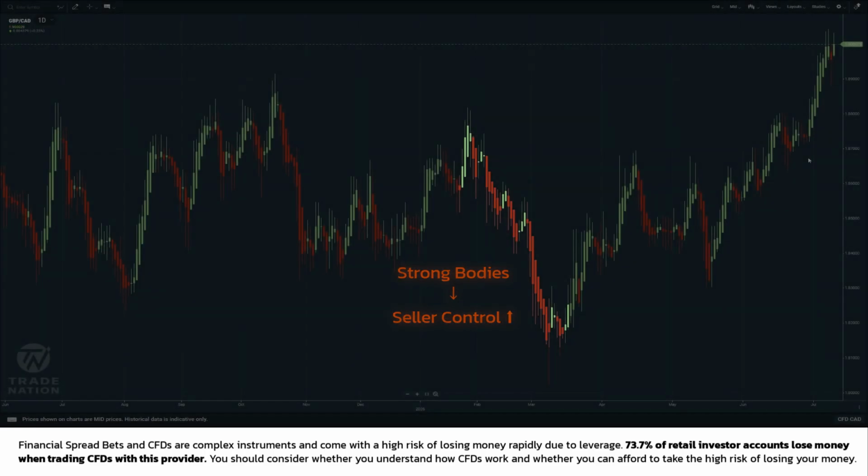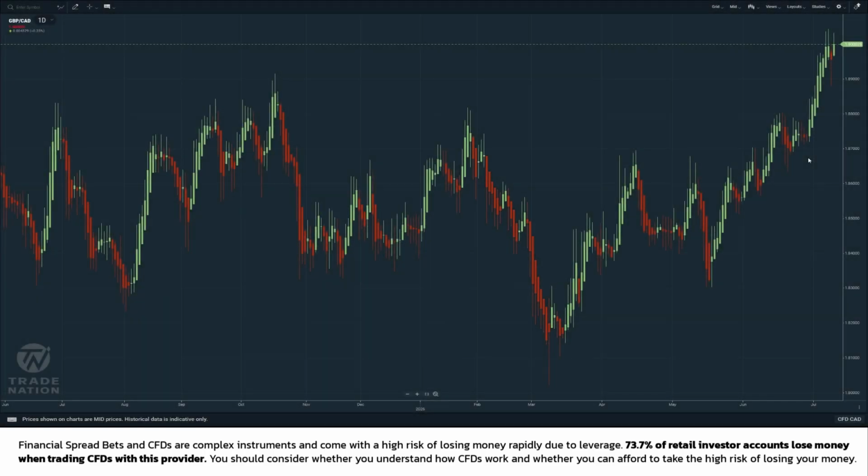the move. The warning signs usually appear when the candle structure begins to change. Smaller bodies, longer wicks on both sides, or a shift from bullish to bearish candles can suggest that momentum is slowing. That does not automatically confirm a reversal, but it does show that the previous move may be losing strength.